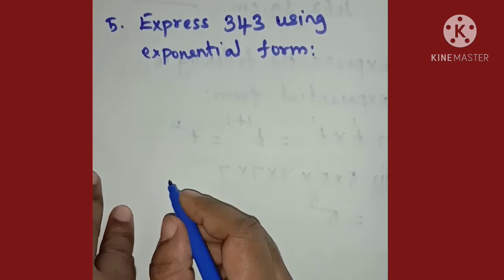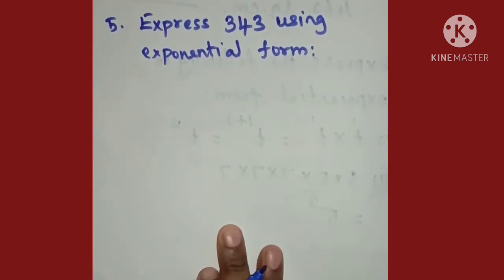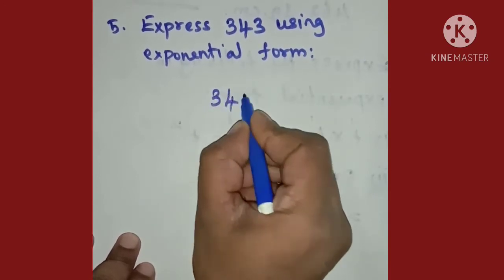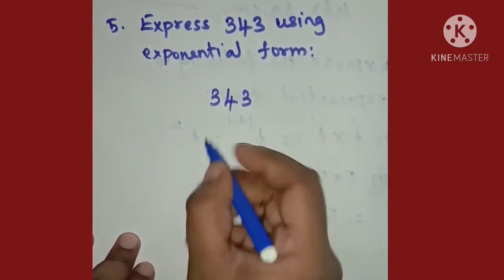Let's express 343 using exponential form. So students, here the number is given. So we can use prime factorization to find the expanded form.